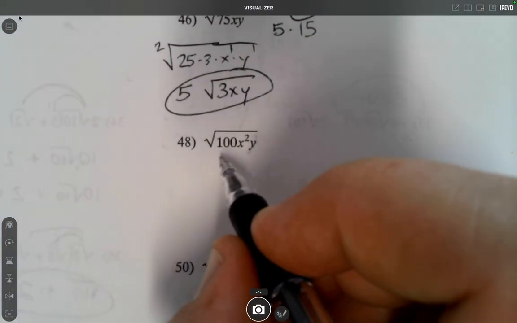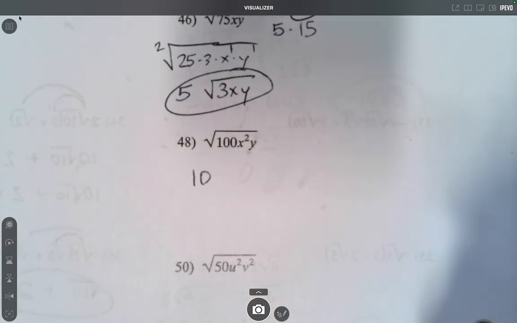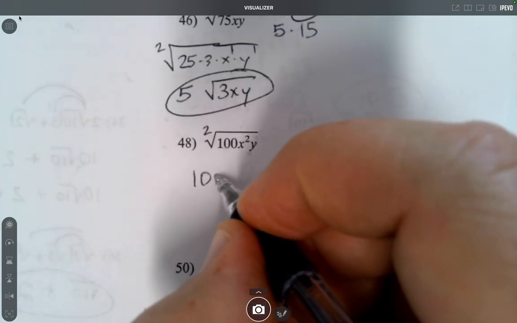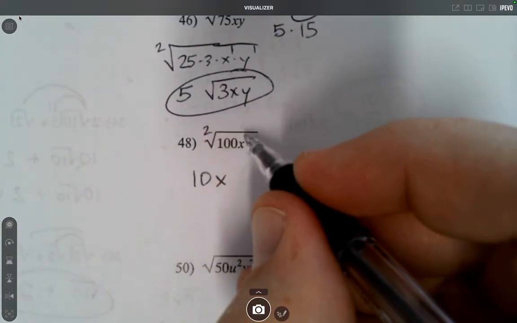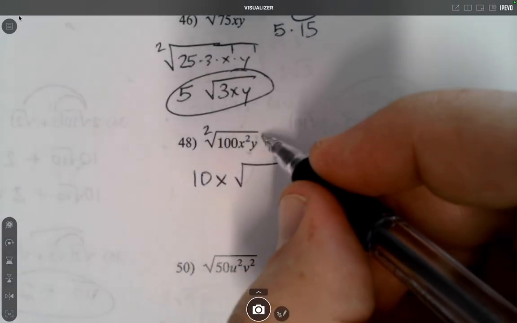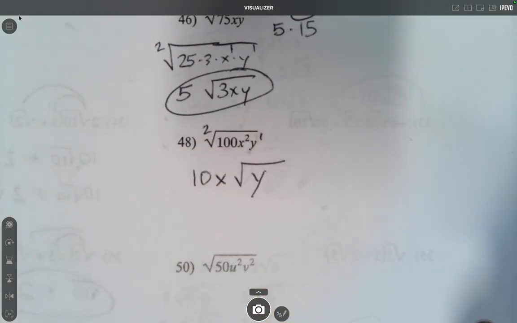Number 48. We don't have to break this one up. 100 is a perfect square. Square root of 100 is 10. And 2 goes into 2 one time, so we can bring one x out front, and it goes in evenly, so there's no remainder, so there's no x inside. But there's only one y, and 2 can't go into 1, so that one y is just left inside.